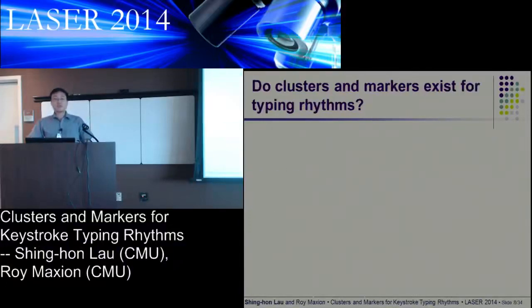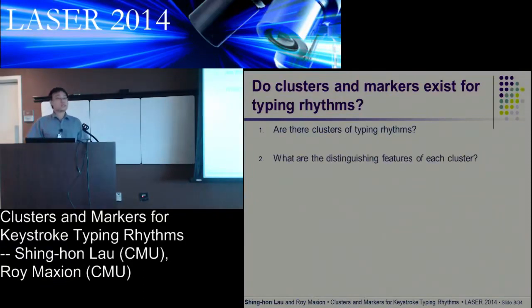So I've posed a question that is multi-part and a little vague, right? Do clusters and markers exist for typing rhythms? Now I'm going to try to break this down into 3 questions, and then there'll be sort of a meta question at the end. The first question is whether or not there are clusters of typing rhythms. The second is what are the distinguishing features for each cluster?